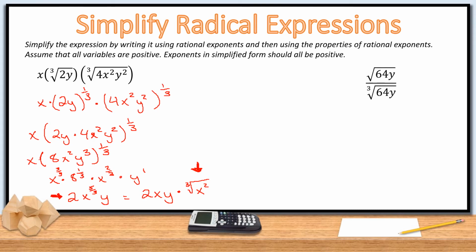Okay, so for next example, we've got square root of 64y over cube root of 64y. Let's get that one going. So that would be 64y to the power of a half over 64y to the power of 2/3. And where I'm getting 2/3 from, 1/3.